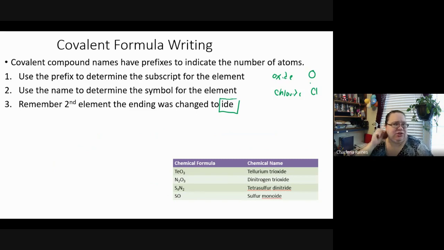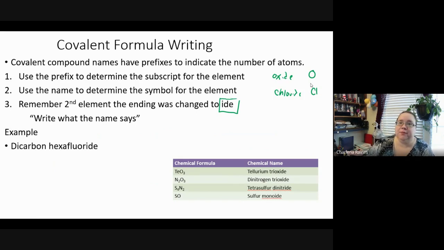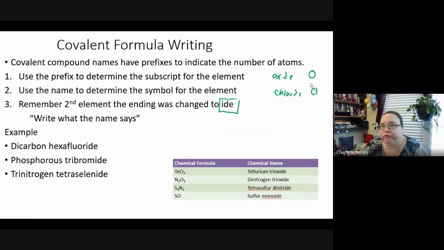Now, I don't want to actually show those charges because with covalent, they don't have a charge. Yes, I know, ionic, they do. So the general way for covalent, just to keep it straight, is you're writing what the name says. The name tells you exactly what to write. It tells you exactly what the subscripts are. So you do need to know those prefixes.